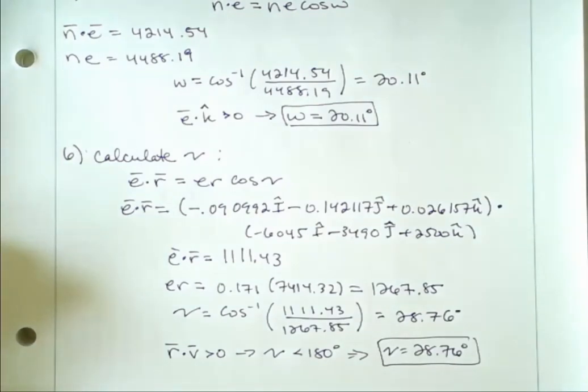Okay. So those are the steps you need to do to complete one of these problems where you're given position and velocity. You need to get to orbital elements. This is essentially what you do. And you're going to do these same things on your project 1.